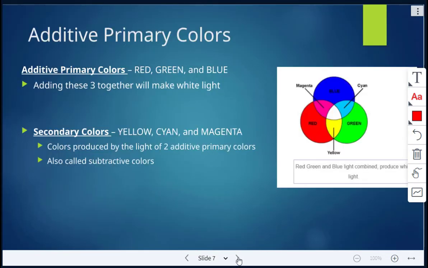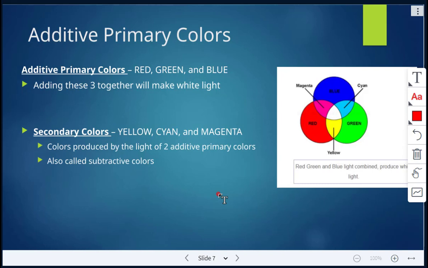So the primary colors of light, keep in mind this is different from when we're talking about pigment and paints. We're talking about light. So the additive primary colors are red, green, and blue. Those are the primary colors of light. And then the secondary colors that are produced are yellow, cyan, and magenta. So here, red and green light produce yellow, blue and green light produce cyan, and red and blue light produce magenta.